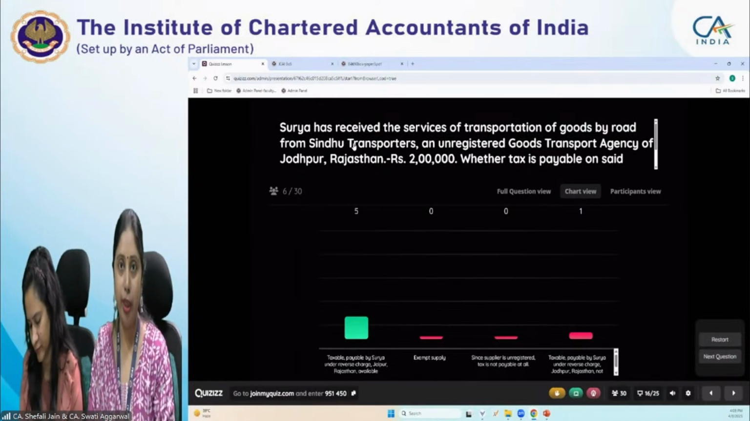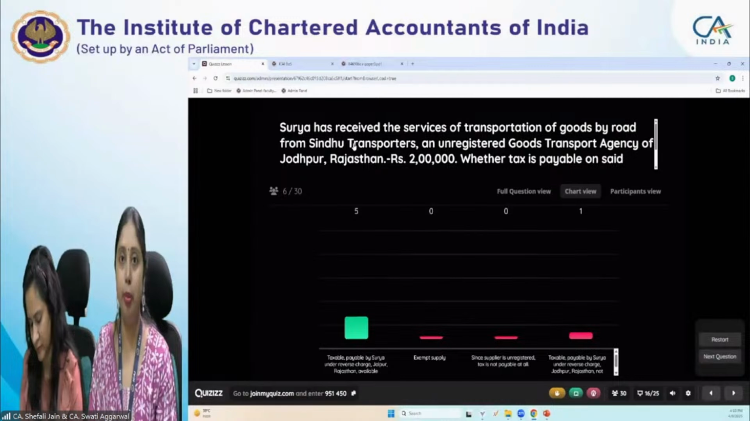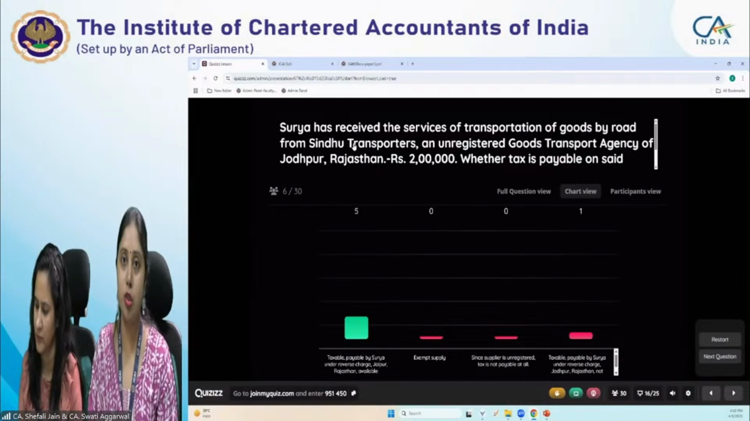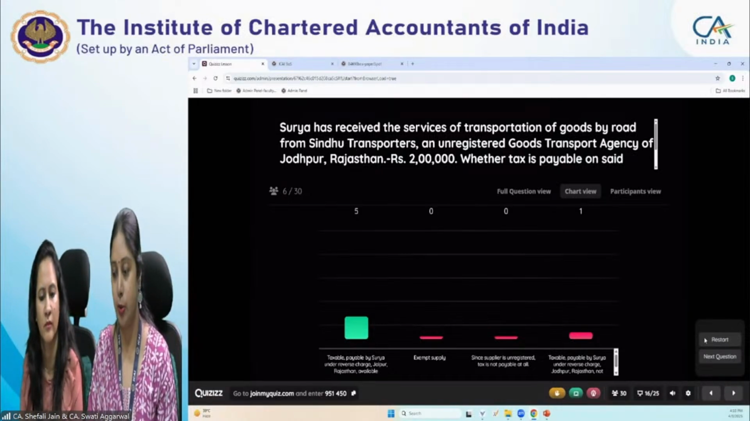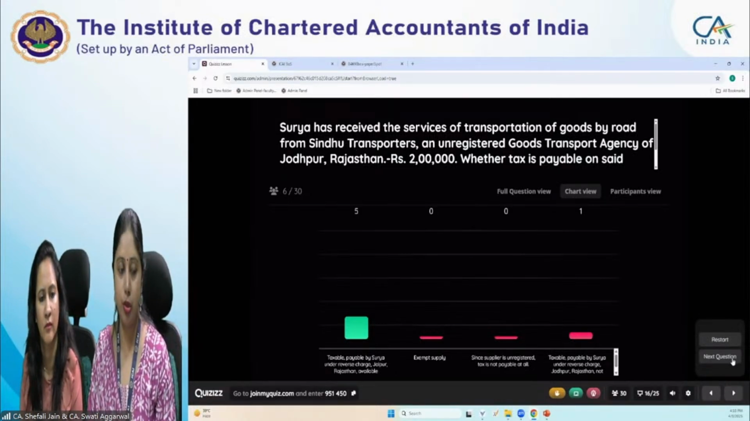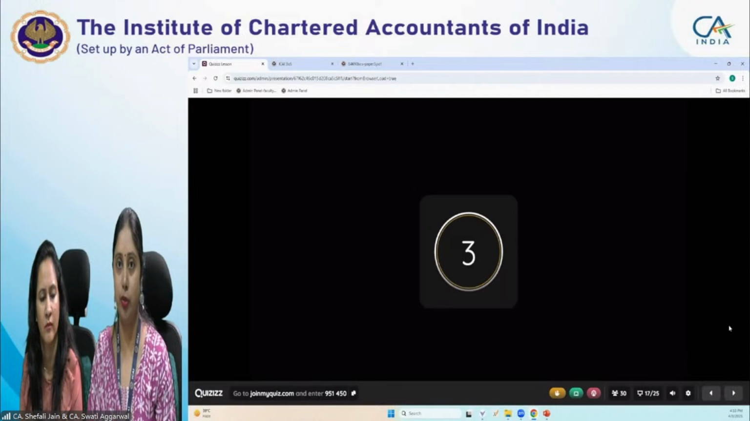None of these points covers this particular supplier, but he is a registered person, and that is why he gets covered in one of the specified recipients, and tax is payable under reverse charge in this case. Now, the next question is the last question, which will cover all the points of question 6. With this, question 6 will be covered.